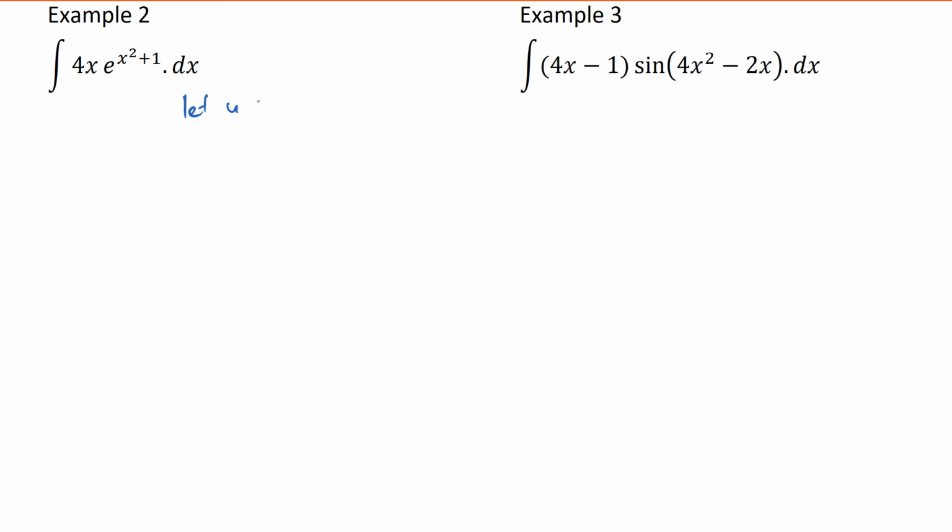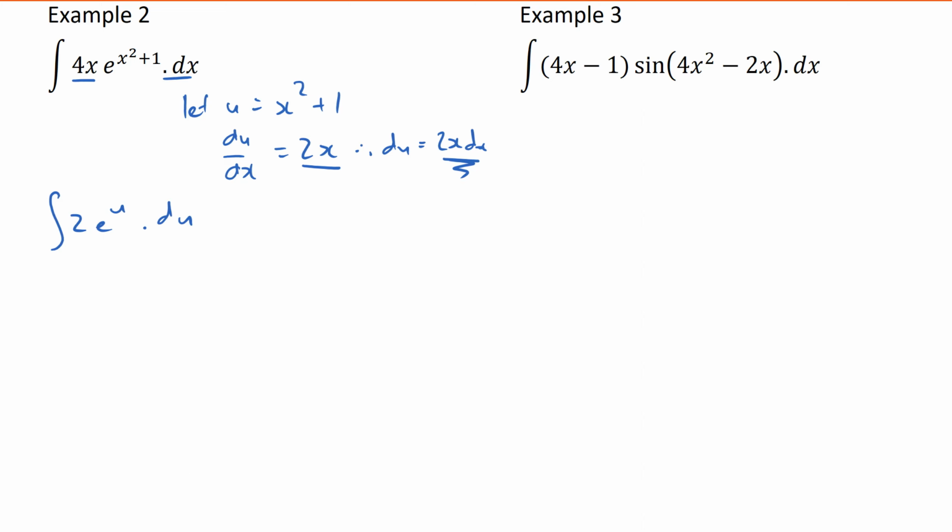So let u equal x squared plus 1. I'm going to find du by dx at some stage anyway, so I'll just find it now. So therefore du equals 2x dx. Why have I left it as 2x dx? Yeah, because 2x dx goes into 4x dx. So now this 2x dx here combines to make that. It's going to be 2 lots of e to the power of u du. Can you see that? I've missed out a step or 2 there.